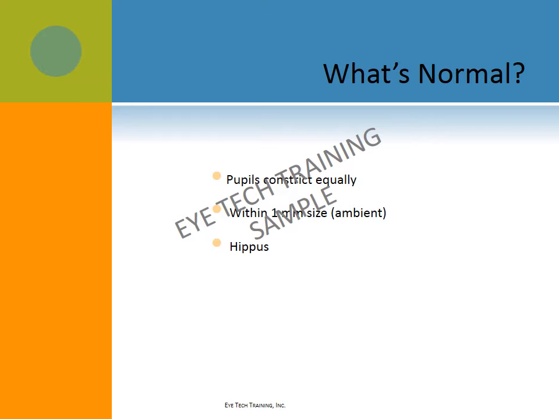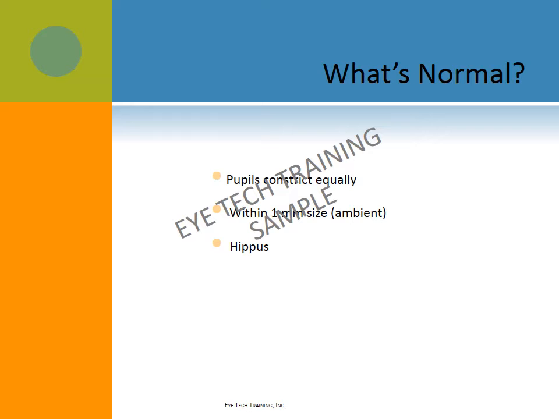That when you're working up the patient, you know what's normal, so that if it doesn't fall within the tight definition of normal, you punt to the doctor and the doctor diagnoses. So a real cautious approach to take when you're working up your patients is to look for normal rather than look for abnormal. Normal for pupils is that they constrict equally.